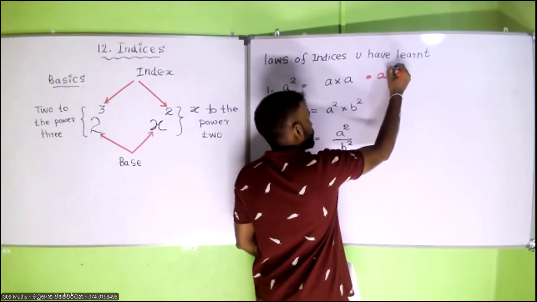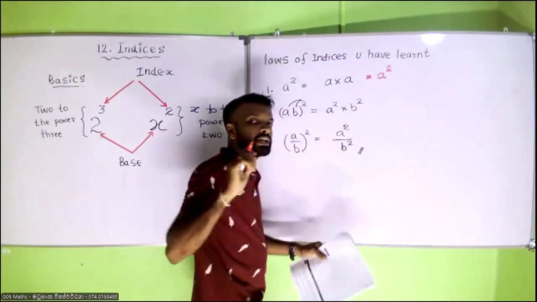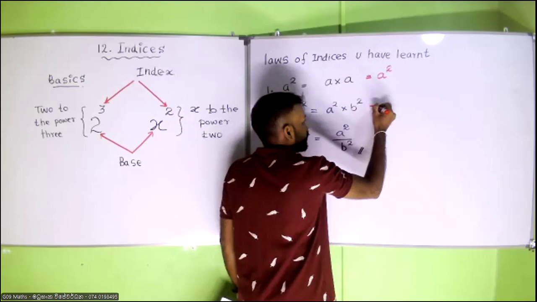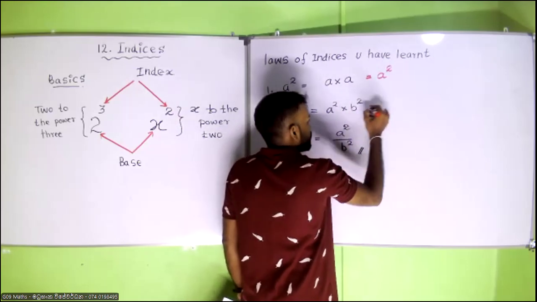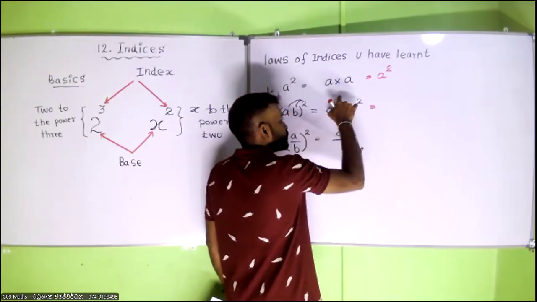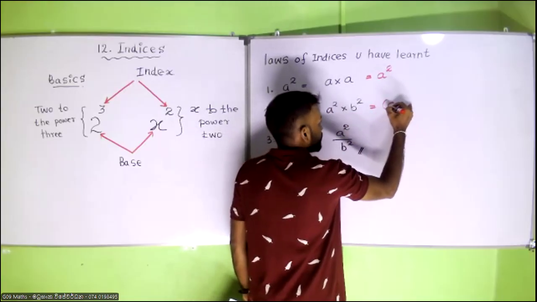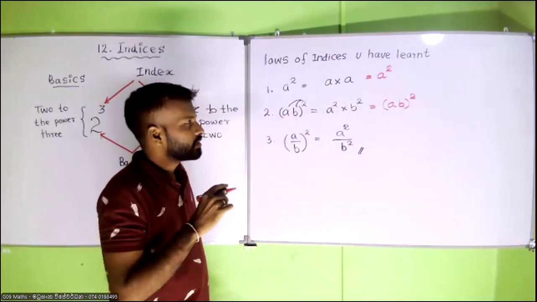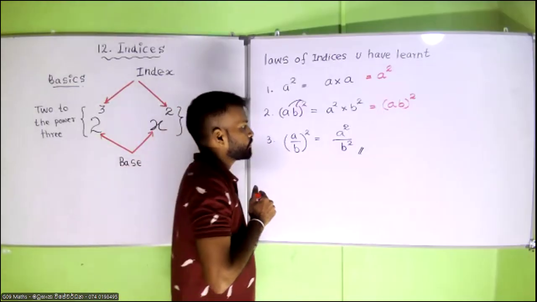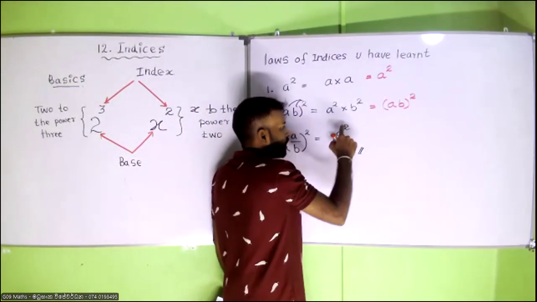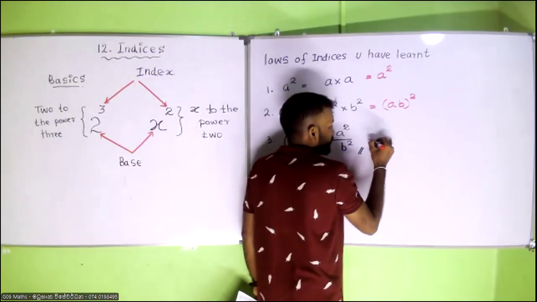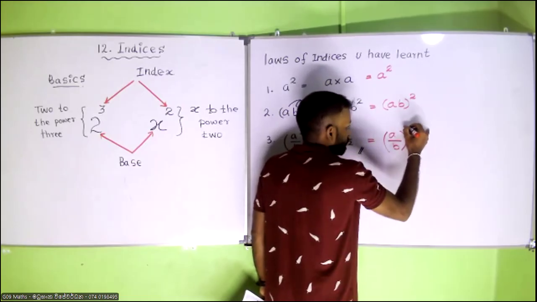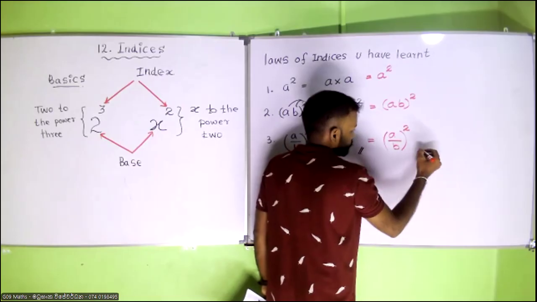A multiplied by A equals A to the power 2. You are going to shrink it. This one can be written A multiplied by B. That means 2 is common. Take it out from the bracket. Just take it into your mind: A to the power 2, B to the power 2. 2 is common for both A and B. So that I can write this A divided by B, to the power 2.